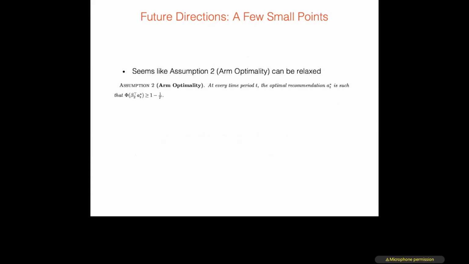I think Ozan actually had a question about this as well. There's just one assumption that I thought was a little bit tricky in the paper, which is this assumption of arm optimal. That basically says that there's some optimal arm where if I show the user that optimal arm, I can assume that with 99% probability, 95% probability, they're going to click on it.